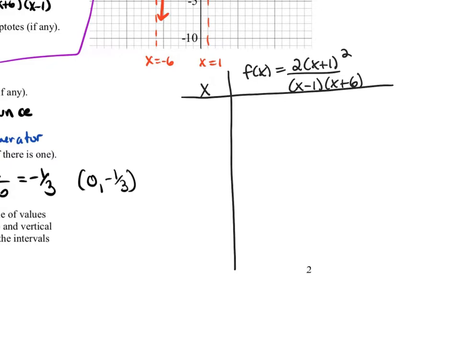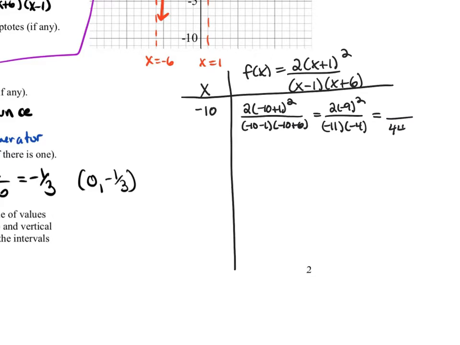So I know that there's an asymptote at -6. I'm going to plug in something pretty far to the left of -6, which is -10. So that's going to look like 2 times (-10 + 1) squared over (-10 - 1)(-10 + 6). So 2 times (-9) squared over -11 times -4. Notice that I'm just working down each piece. The denominator is 44, and the numerator is 2 times 81, which is 162.